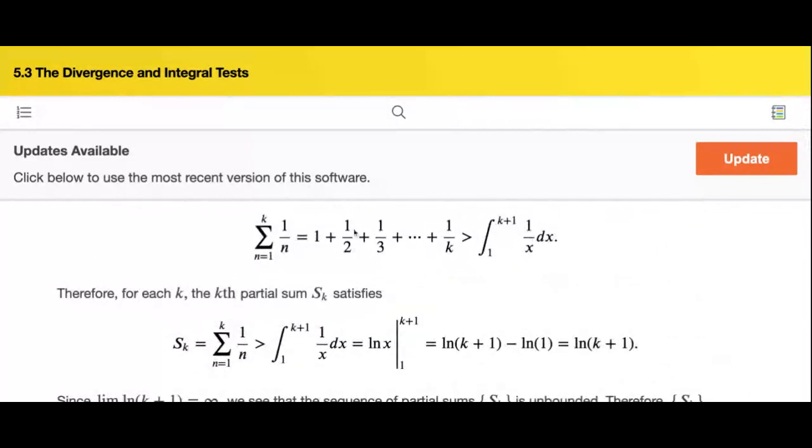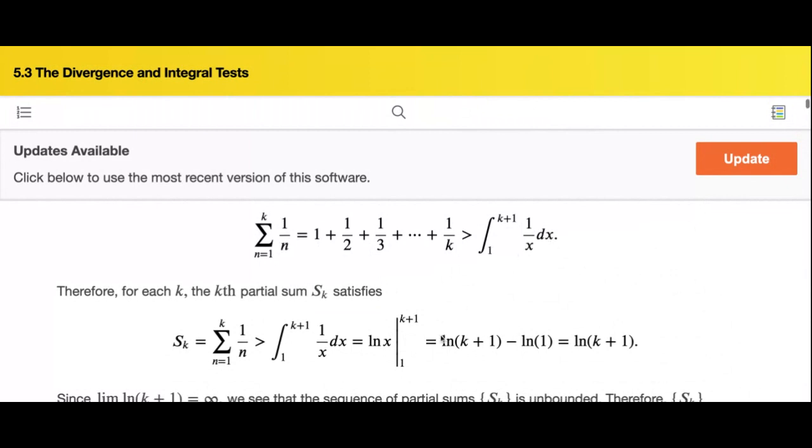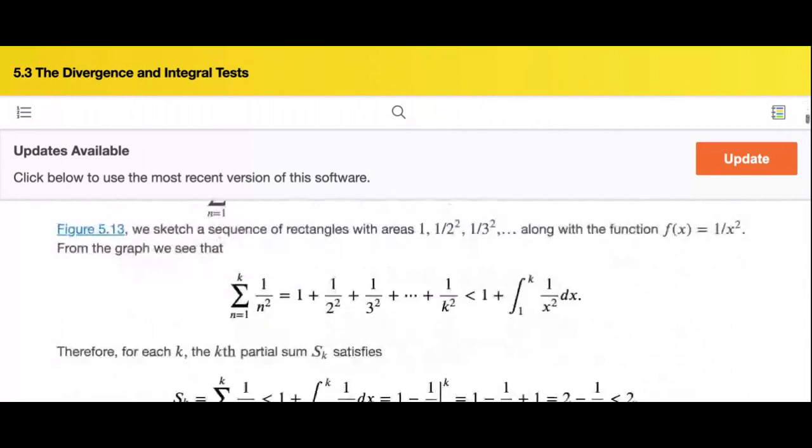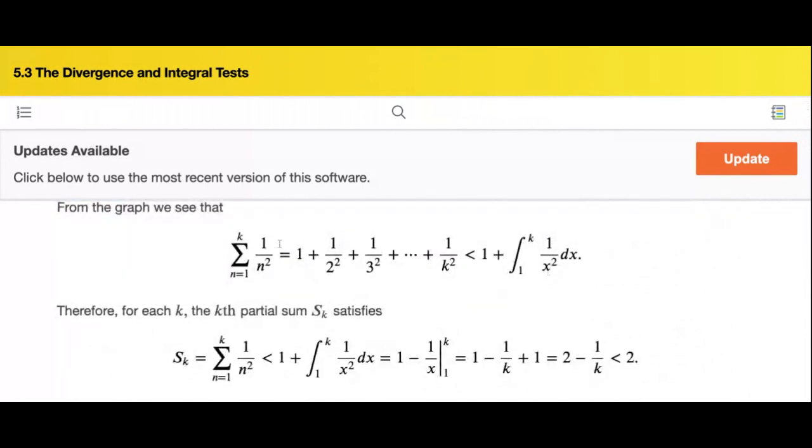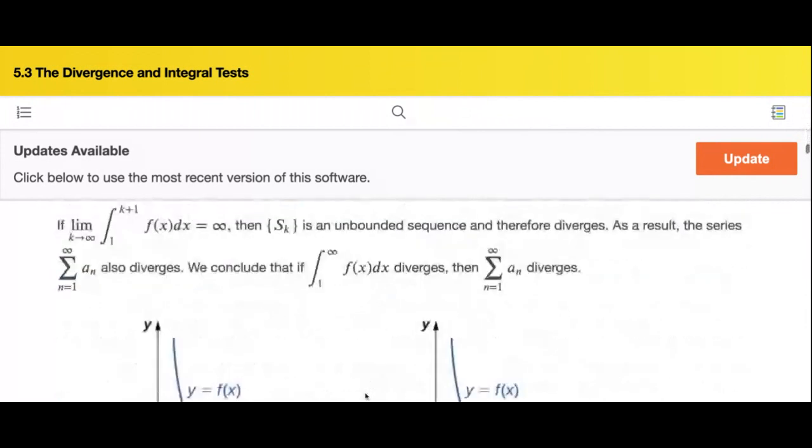Right, 1 over x. You see here, a_n is 1 over n. 1 over n equals 1 over x, just a different variable. One is represented with x, another one is represented with n. But basically, a_n equals f of n. For the second example, same thing. We have 1 over x squared, 1 over n squared. So f of x equals 1 over x squared, f of n equals 1 over n squared. Right? So that's this one.